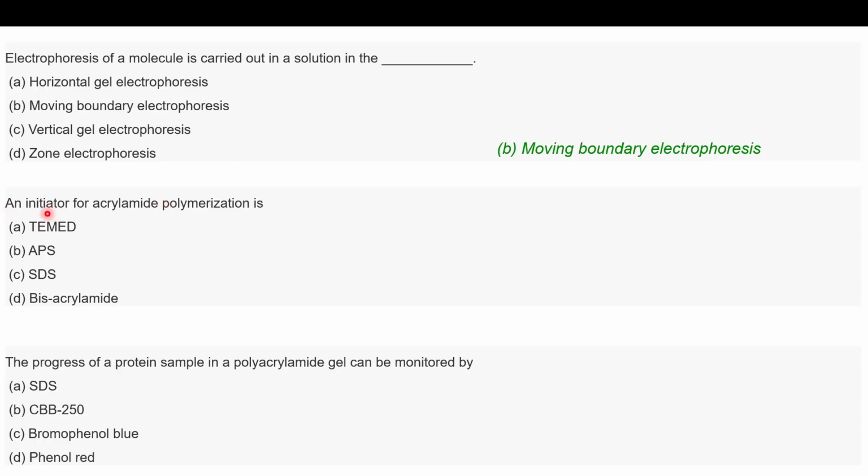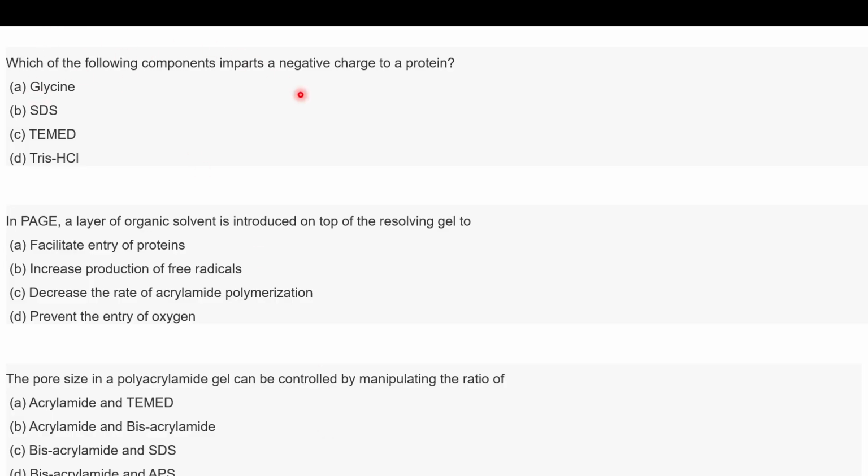Now this is a question from SDS-PAGE: what is the initiator for acrylamide polymerization? APS, which provides the free radicals. The progress of a protein sample in a polyacrylamide gel can be monitored by bromophenol blue, which is a tracking dye. Which of the following components imparts a negative charge to a protein? We read about it multiple times, which is SDS, an anionic detergent.